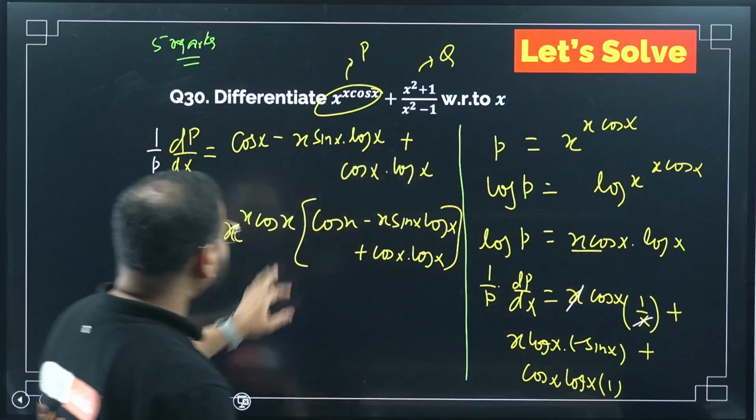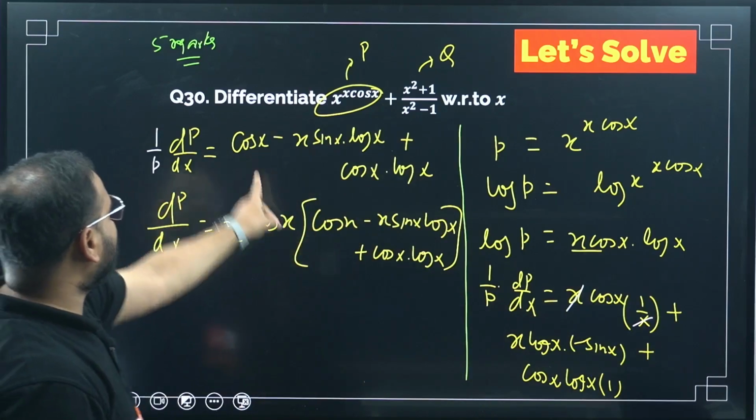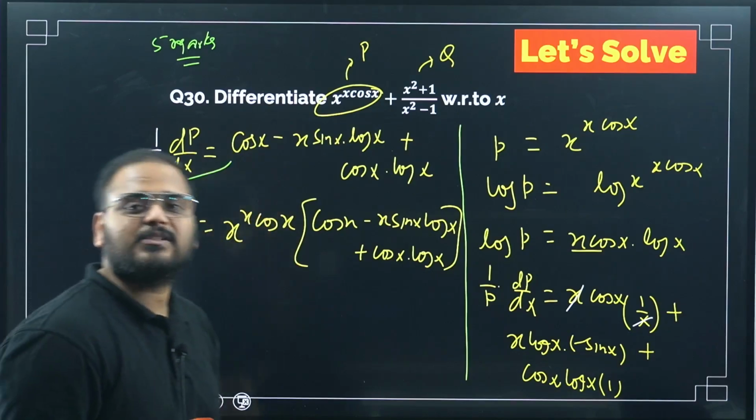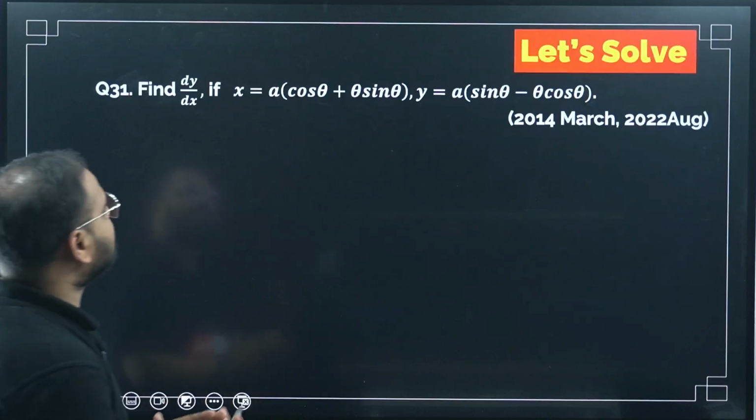Okay, simplify it and get the answer. There will be 3 terms over here. This is my p value, cross multiplied from here, p x power x cos x, x power x cos x. Moving on, question number 31.